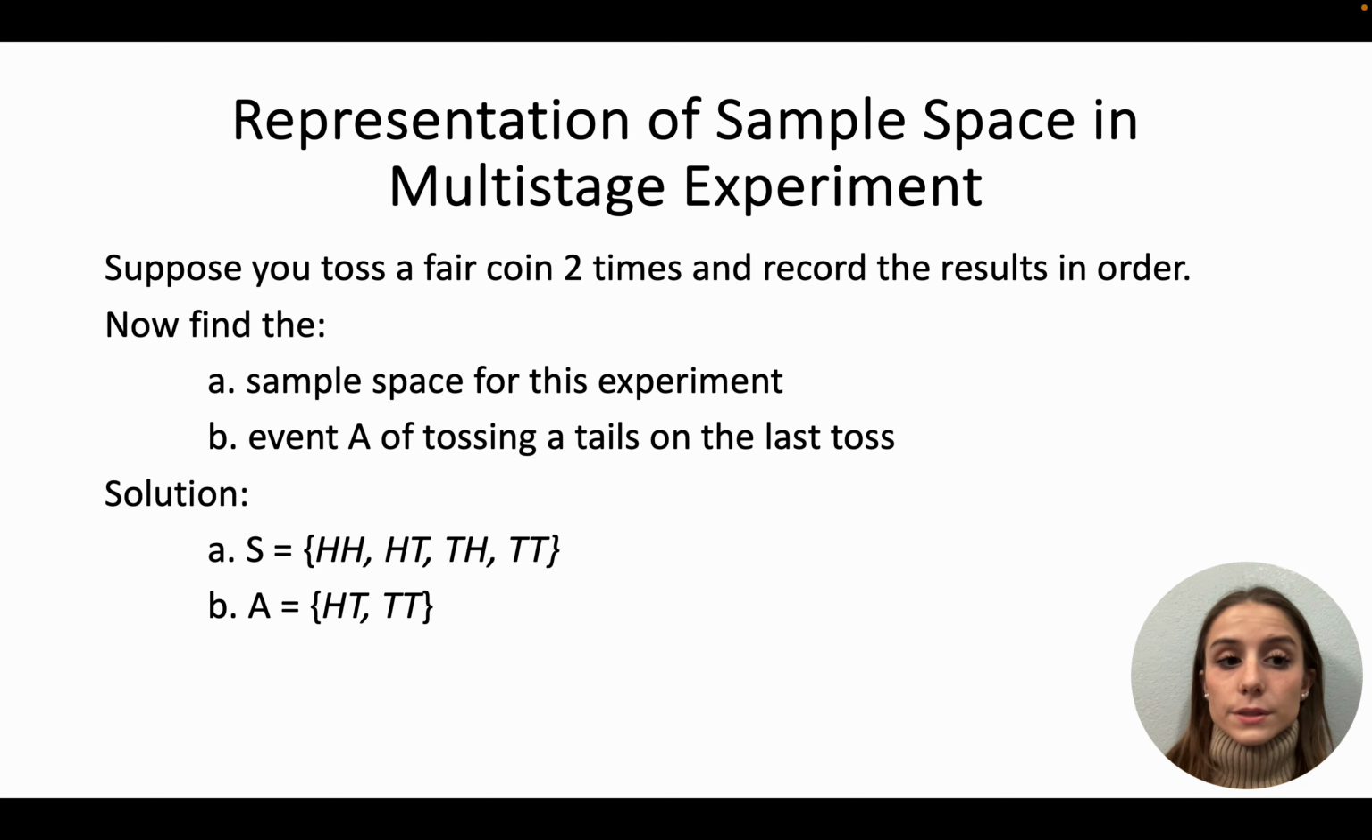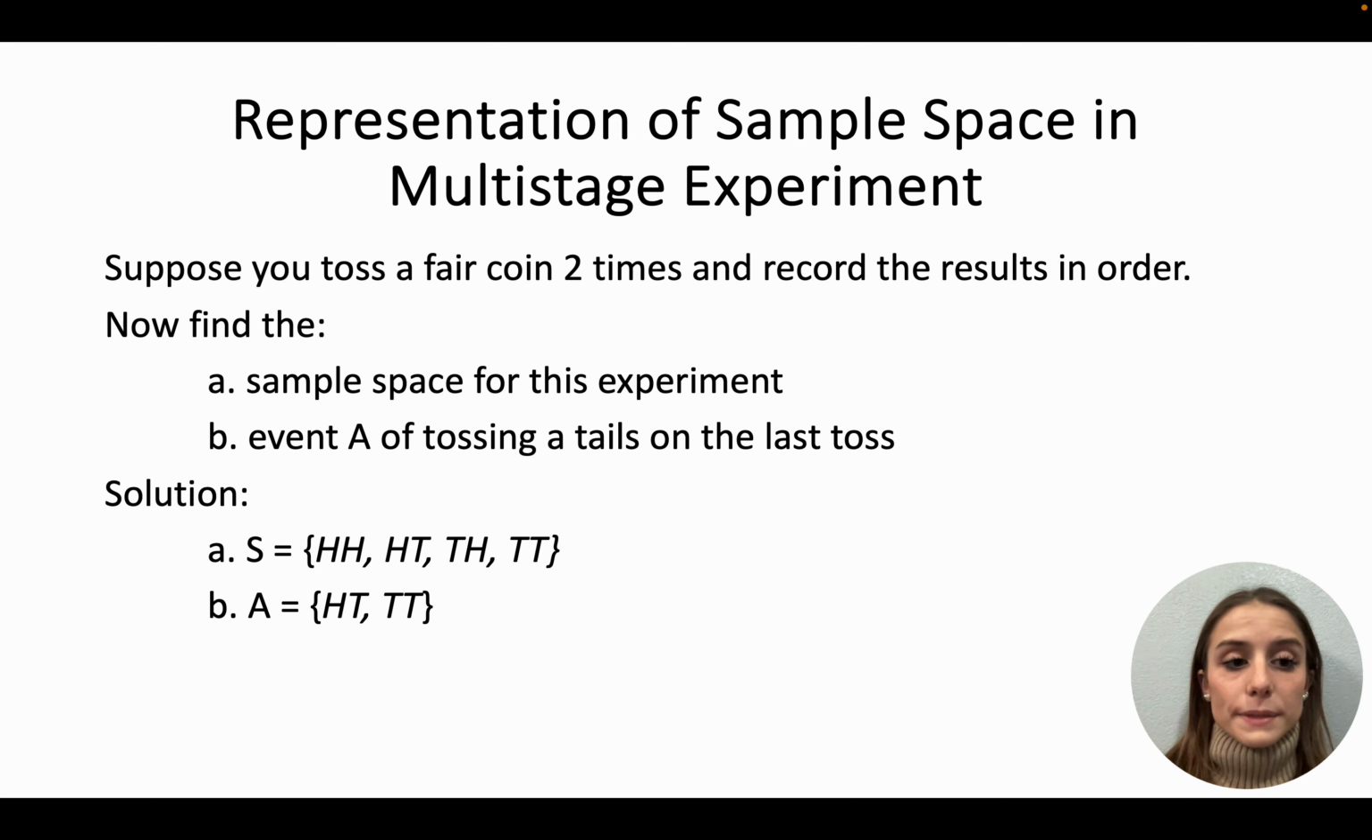Suppose you toss a fair coin 2 times and record the results in order. Now we'll find A, which will be the sample space for this experiment. Sample space is going to be S equals, and we'll put brackets, and this is going to be all the possibilities from flipping that coin 2 times. So you could do heads heads, heads tails, tails heads, or tails tails.